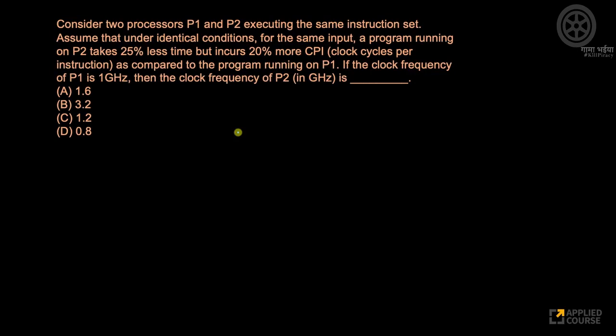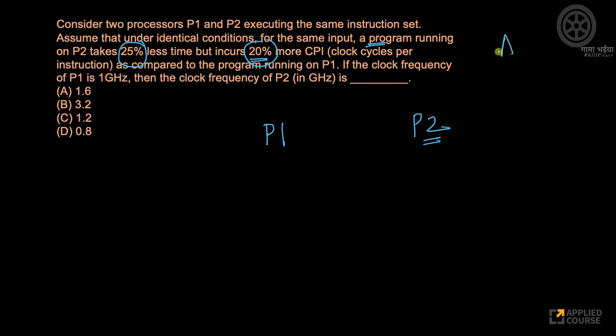This question says, I have two processors P1 and P2 executing the same instruction set. Assume that under identical conditions, for the same input, a program running on P2 takes 25% less time. So the same program takes 25% less time on P2, but incurs 20% more cycles per instruction. Let's keep both in mind, as compared to the program running on P1. If the clock frequency of P1 is 1 gigahertz, then what is the clock frequency of P2?